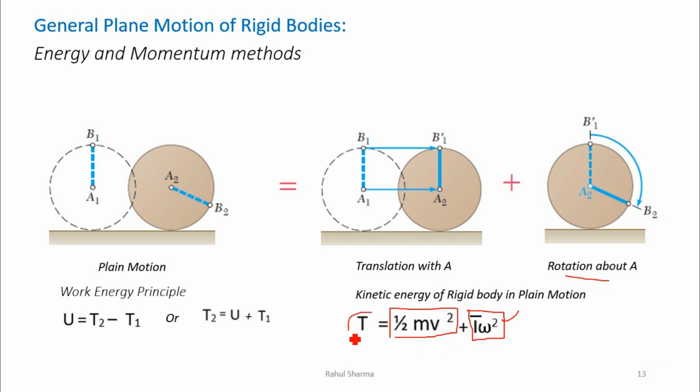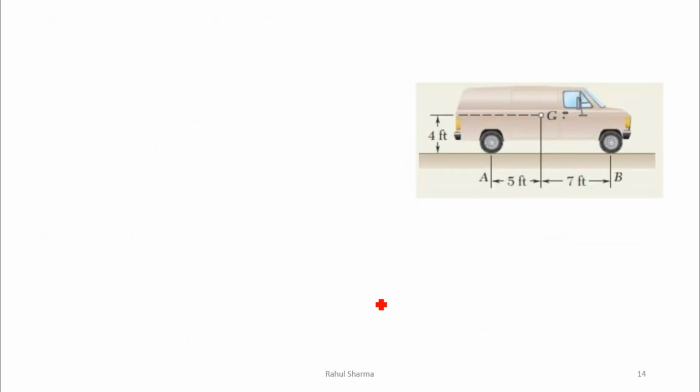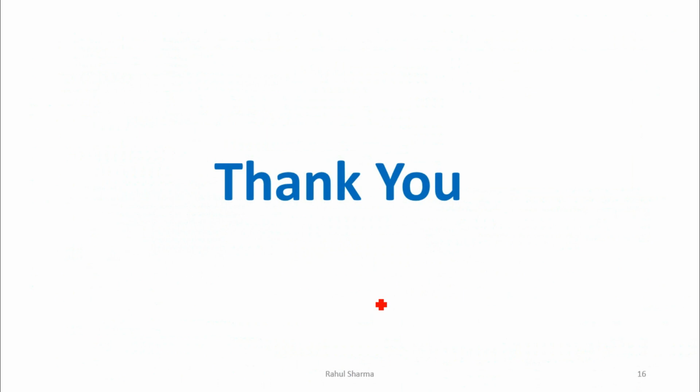So the final kinetic energy will be like this. If you have to find out the work done, you have to apply this equation in the case of general plane motion, rather than only taking T2 minus T1. In this formula, we can fill in the values and find out the kinetic energy. We have solved a number of numericals on this also. You can watch those videos.